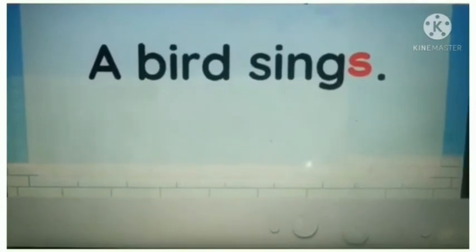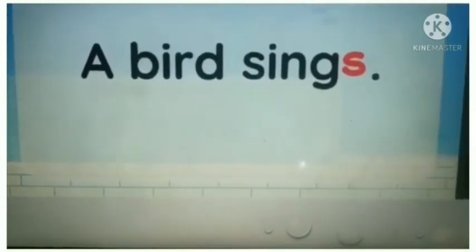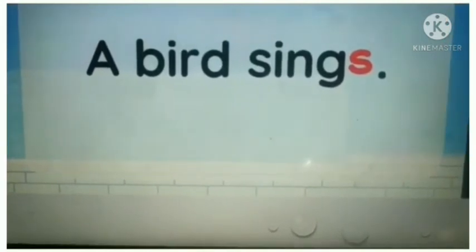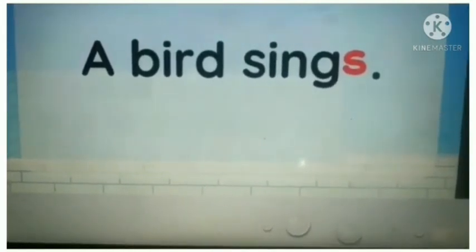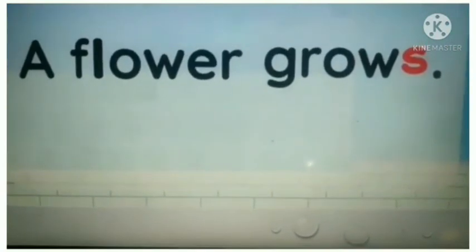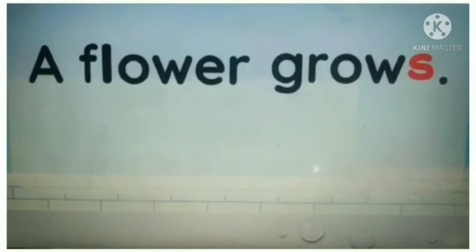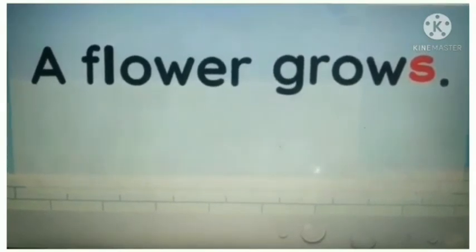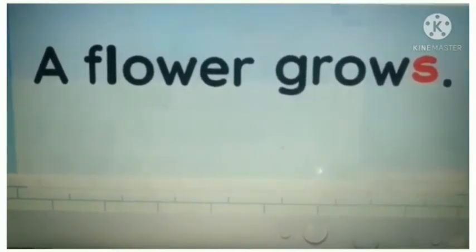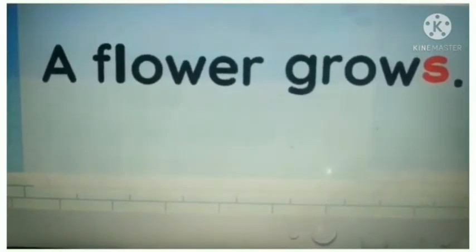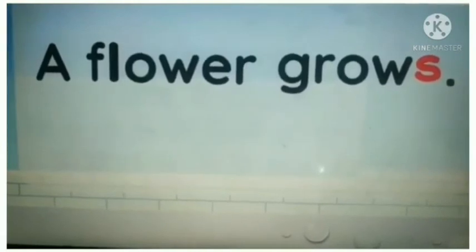Now look at the second sentence, children. A bird sings. Now again here we have a singular noun. So we're going to add s to the verb, that is sings. A bird sings. A flower grows. Again, in this sentence, flower is a noun and grow is a verb. Since we have a singular noun here, that is flower, we're going to add an s to the verb. So the sentence will become a flower grows.